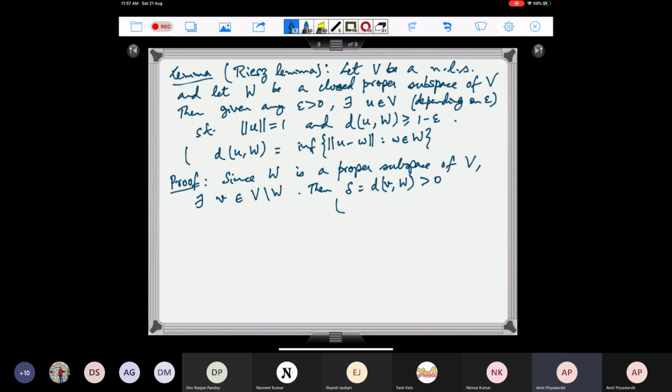This is because W is closed. So we need that the subspace is closed also. Because if the distance of v to W is equal to 0, that will imply that v belongs to W closure. But W closure is the same as W, so that will say v belongs to W. But we have chosen v not in W. So delta is a positive real number.